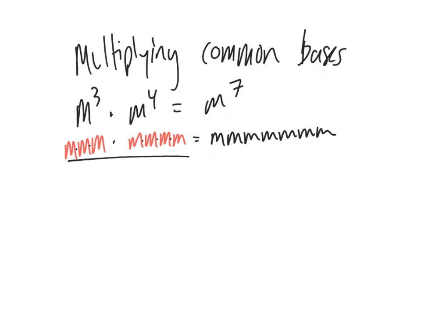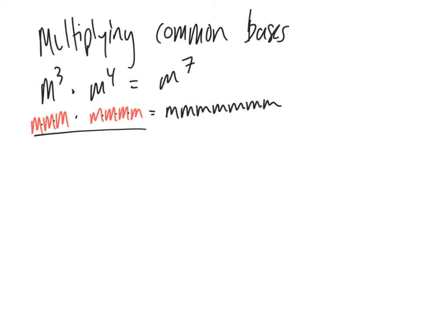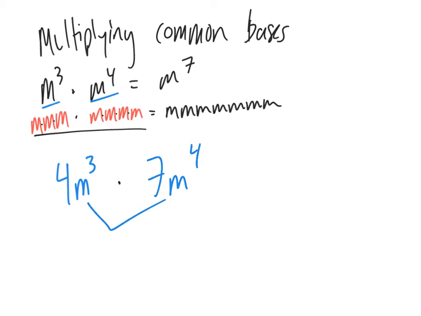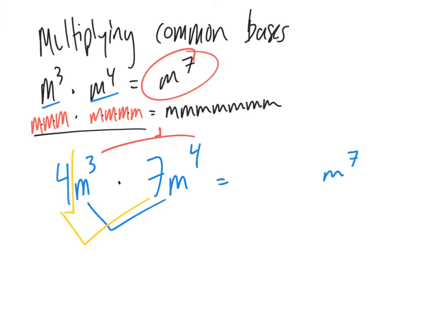We also know with some of our old skills that I can put different coefficients in front of those. So if I go 4m to the third times 7m to the fourth, I still have m to the third times m to the fourth, so I'm still going to multiply those together, and my shortcut is to simply add those exponents like I did up here. That would give me m to the seventh, but I now have to deal with these two coefficients. Since they don't have exponents, they're just actual numbers, 4 times 7 is 28. I can just multiply those coefficients together and multiply those common bases. I would get 28m to the seventh.